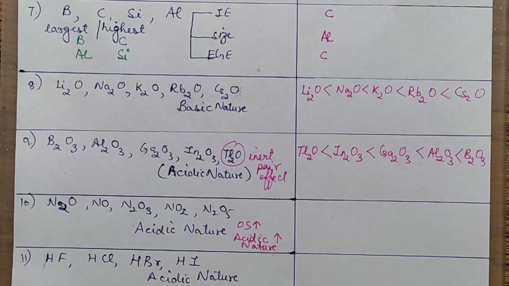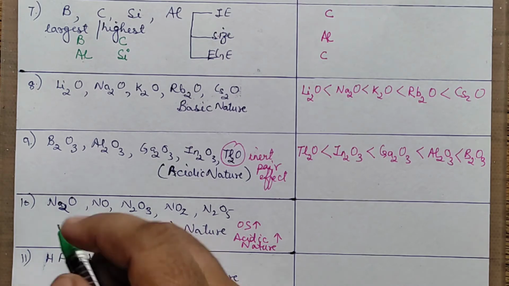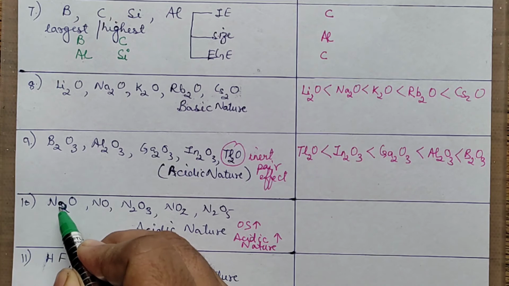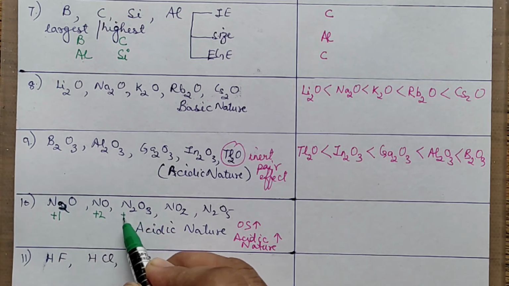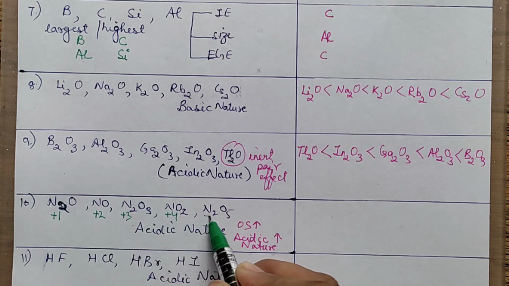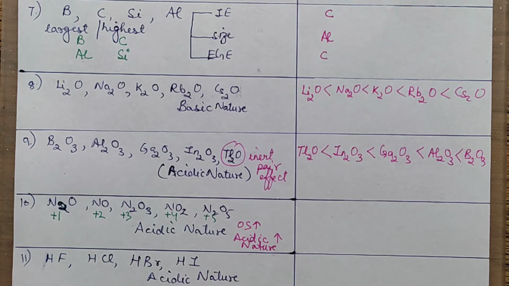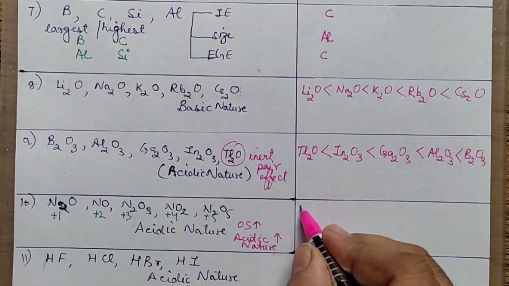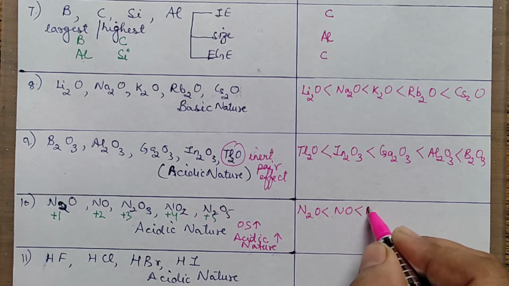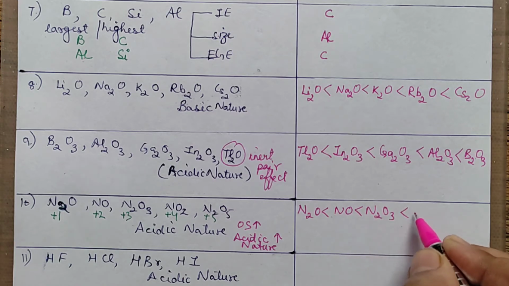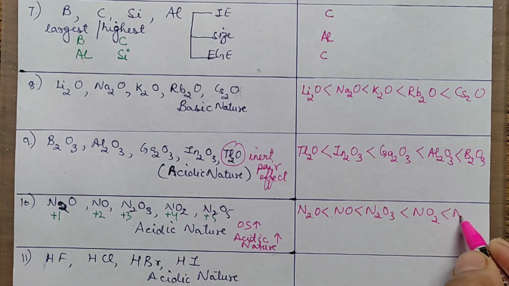If you check the oxidation states of these elements, what you find is this is N2O. Nitrogen here is 1. Here nitrogen is 2. It's 3, 4 and 5. So I think it's very clear now. Higher the oxidation state, more is the acidic nature. So you are going to place, this is actually in order only: N2O, then you have NO and N2O3, then you have NO2 and N2O5. This is the increasing order. Okay, moving on to the next question.